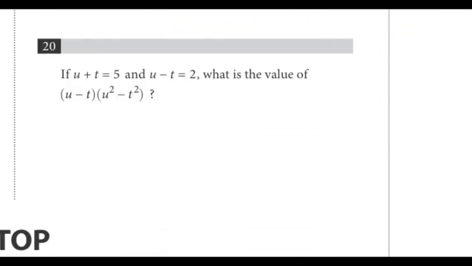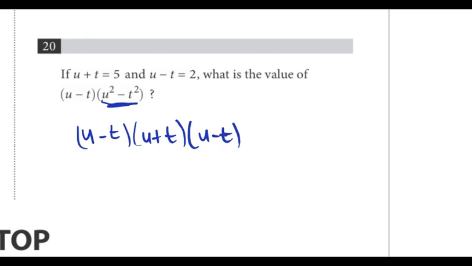If u plus t equals 5 and u minus t equals 2, what is the value of u minus t times u squared minus t squared? Hopefully this sets off an alarm. There's a trigger. Anytime you see the difference of squares, factor it on this SAT. So if you factor that, it becomes simple. It's just u minus t times, and the factoring of this is u plus t times u minus t.